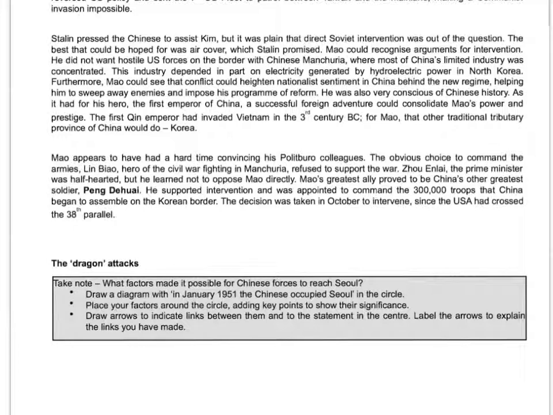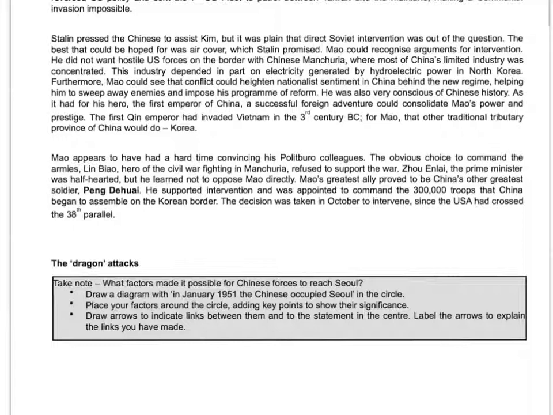Stalin pressed the Chinese to assist Kim, but it was plain that direct Soviet intervention was out of the question. All that Mao could hope for was air cover, which Stalin promised. Mao could recognize the arguments for intervention. He did not want hostile US forces on the border with Chinese Manchuria, where most of China's limited industry was concentrated. This industry depended in part on electricity generated by hydroelectric power in North Korea.